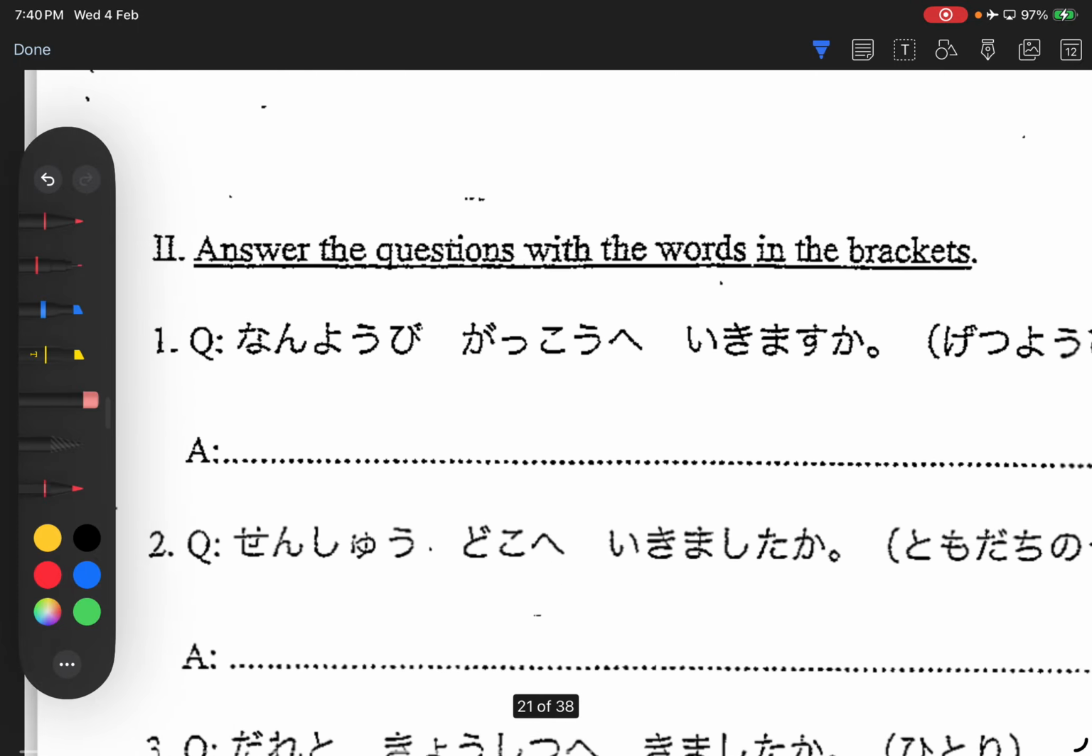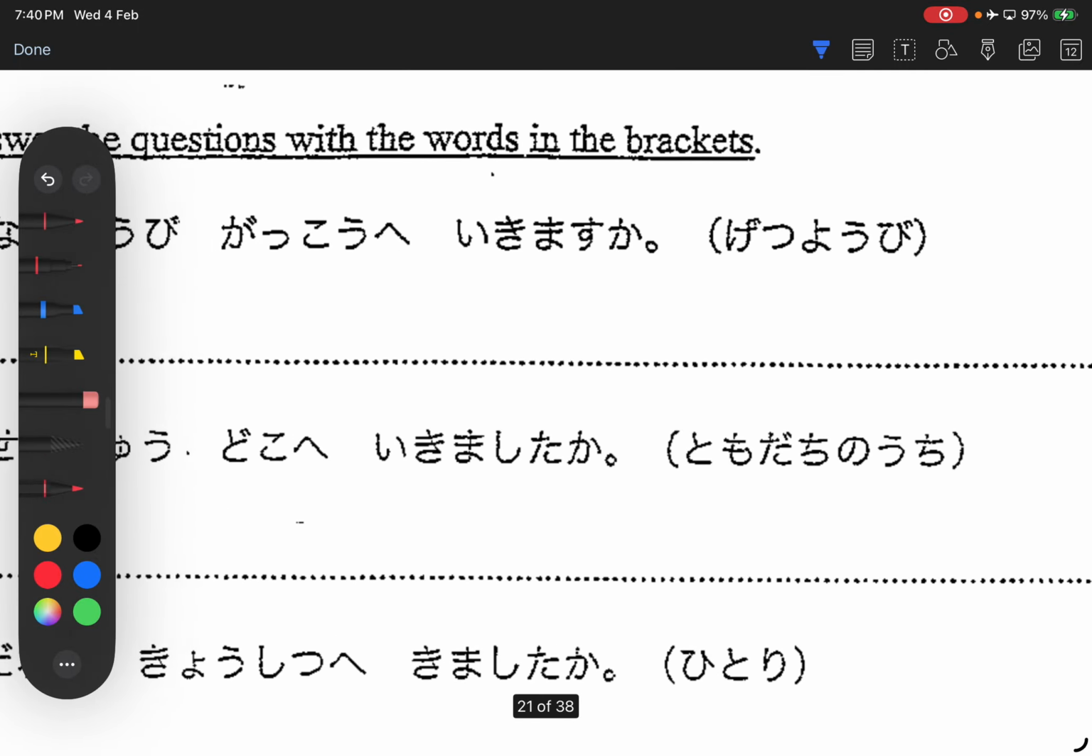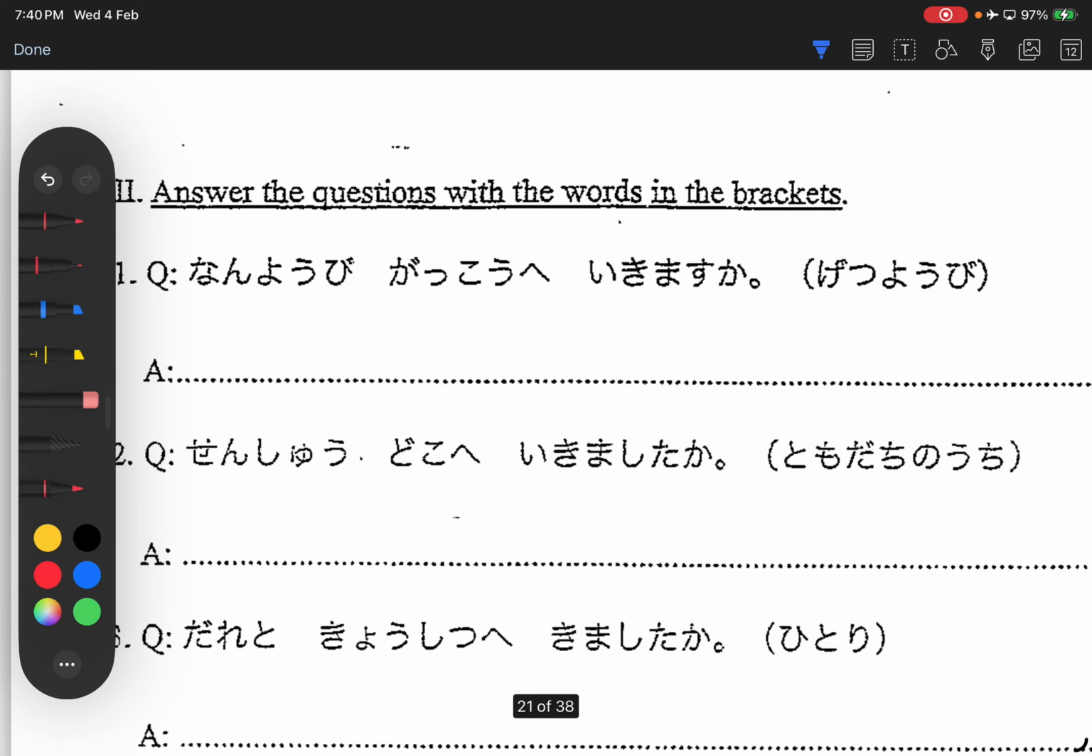Next page. Answer the question with words in the bracket. So, number 1. I'll ask you a question. You answer me with the answer in the bracket. 何曜日学校へ行きますか？Okay. 月曜日に学校へ行きます。Then you might be thinking, 月曜日 got no number though. But I must use the ni. Okay. We need to use the ni.